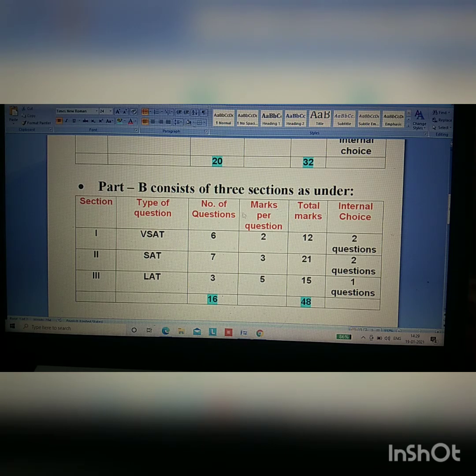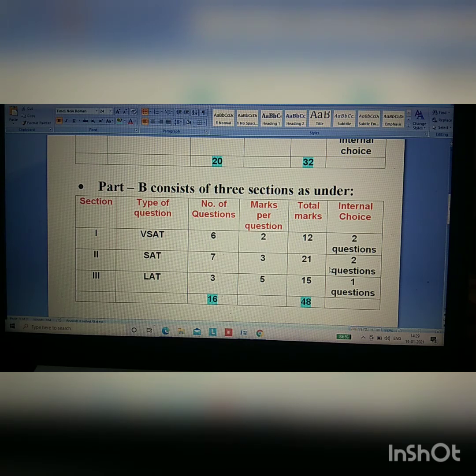So in this way, part B contains 16 questions: 6 plus 7, 13 plus 3, 16 questions. The total weightage of these questions is 48. So part A consists of 20 questions and part B consists of 16 questions. The total paper consists of 36 questions and the total weightage of the marks is 32 plus 48, that is 80. Okay, so this was the section wise explanation.